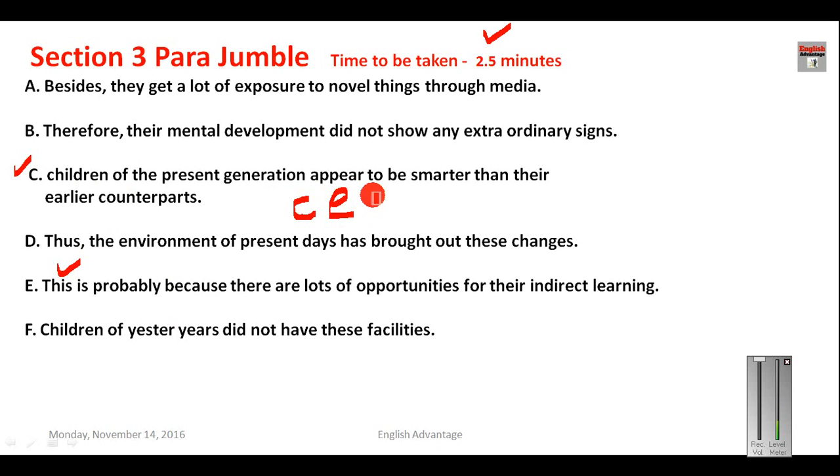Okay, this is probably because there are lots of opportunities for their indirect learning. Indirect learning means learning from net, learning from different applications, learning from mobile, these kind of things. Okay, now after this you can say this. Besides, they get, "they" means children. We are talking about children here. Besides, they get a lot of exposure to novel things through media. Through media also they learn.